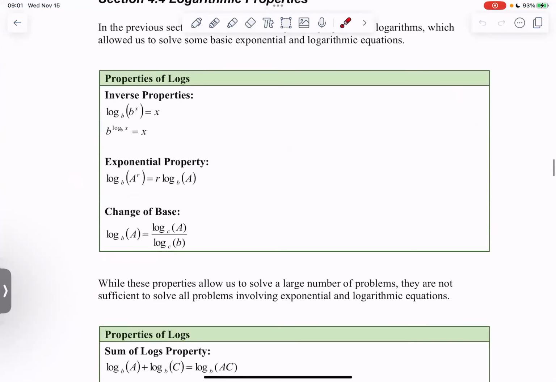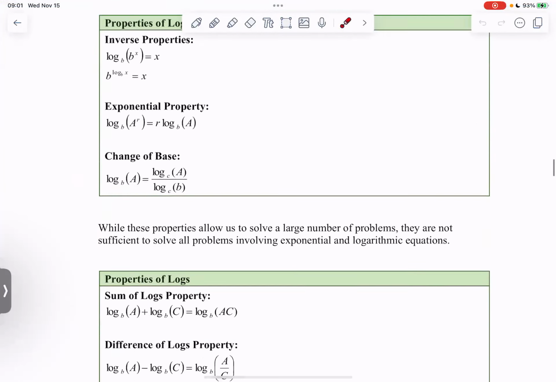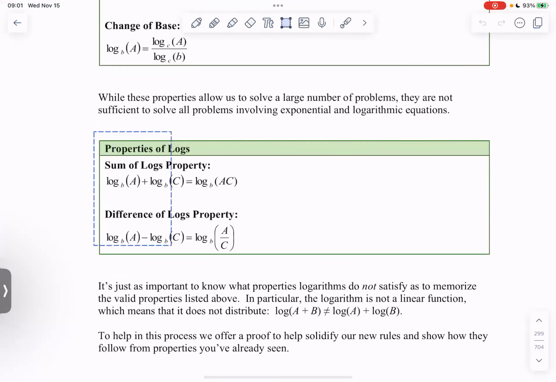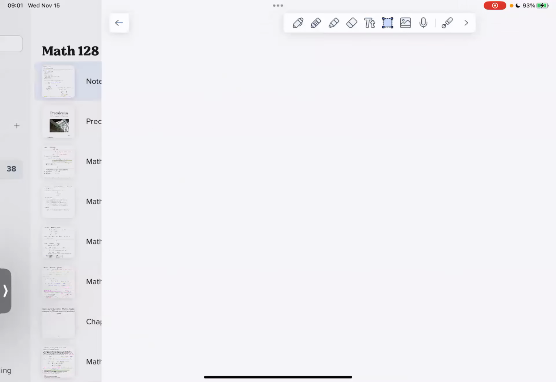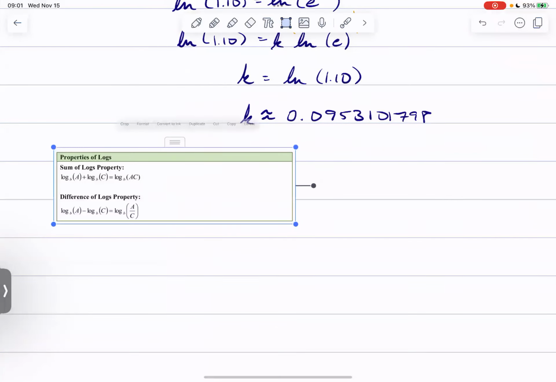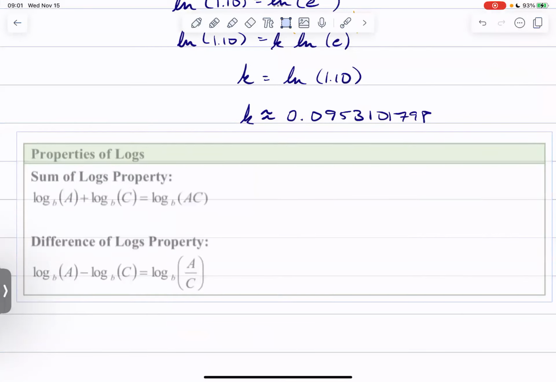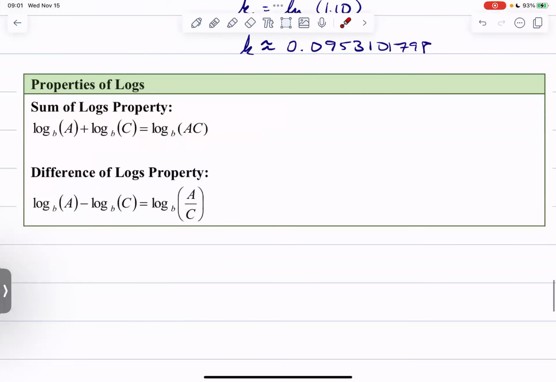So here they've got a nice summary, but what we want to talk about now is the sum of logs and the difference of logs, which is that log law on your formula sheet that you got today that we haven't talked about yet.